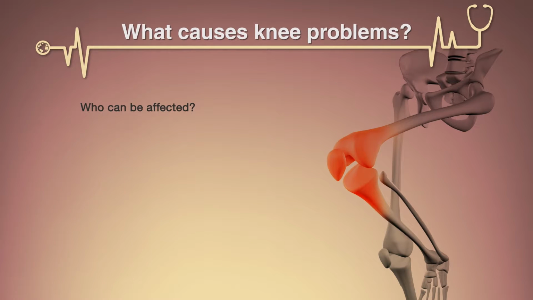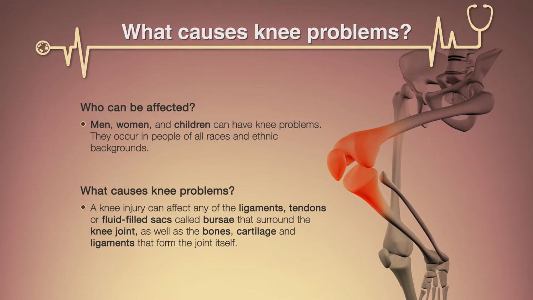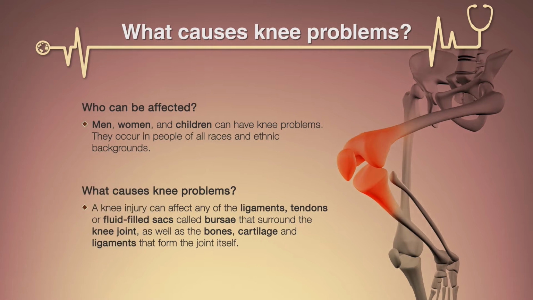Anyone can be affected by knee problems. Men, women, and children can all have issues, and they occur in people of all races and ethnic backgrounds. A knee injury can affect any of the ligaments, tendons, or fluid sacs, called bursae, that surround the knee joint, as well as the bones, cartilage, and ligaments that form the joint itself.